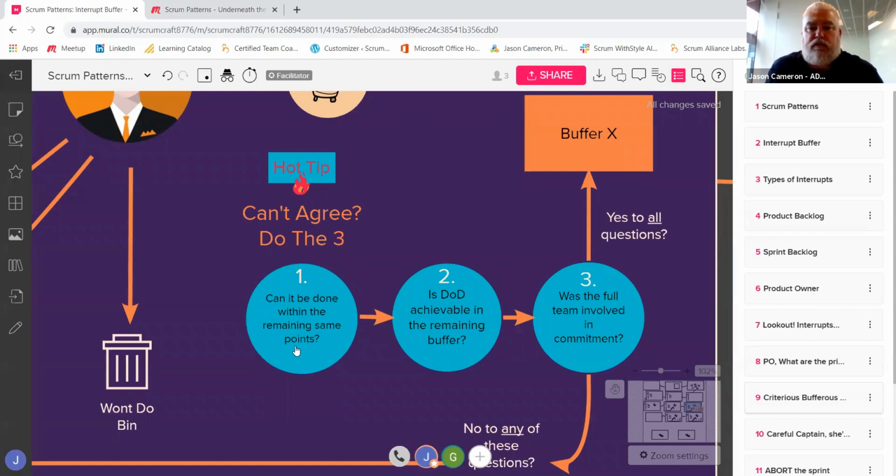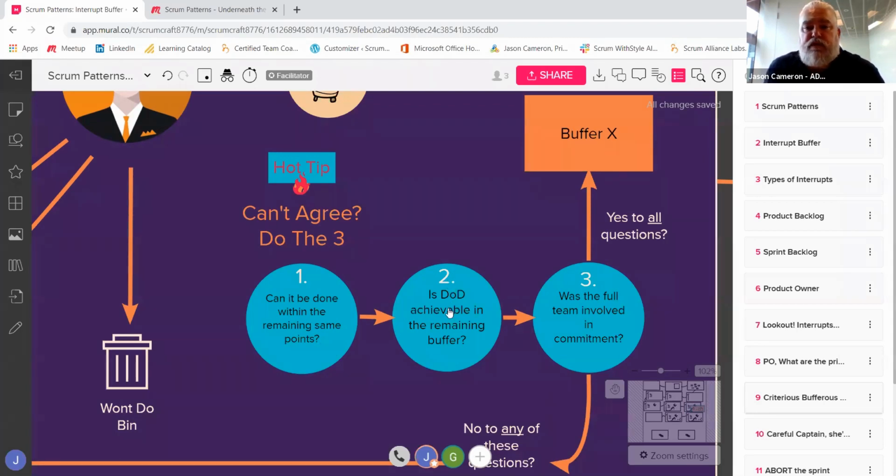So number 1, can it be done with the remaining points within the story that it might be related to? That might be that you've discovered something within what you're delivering, and it might be as simple as, oh, that's not on brand and we need to change the color. Can it be done within the points? Yeah, it can. It's not a significant scope change. So we don't even need to add that to the buffer.